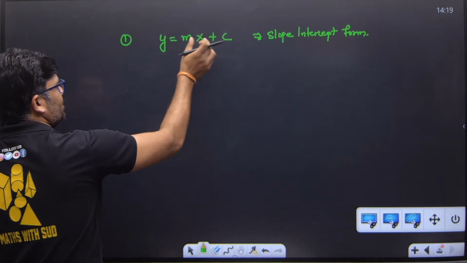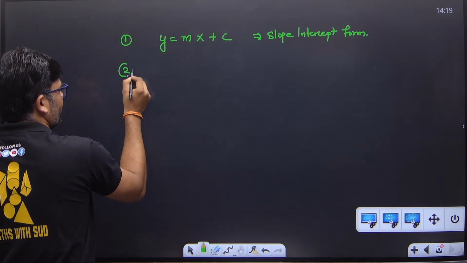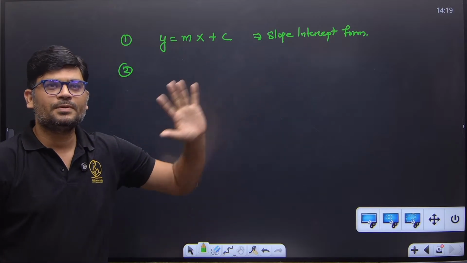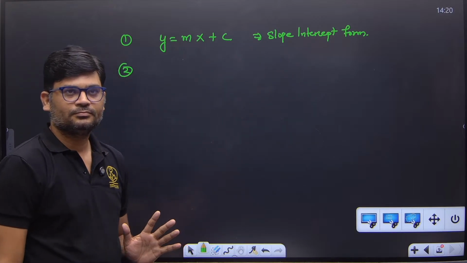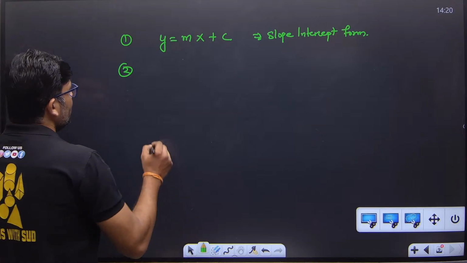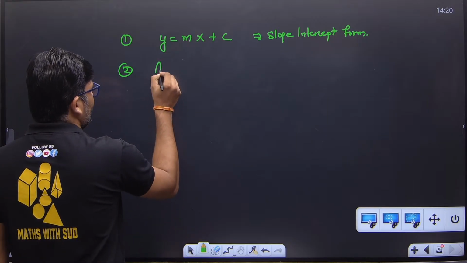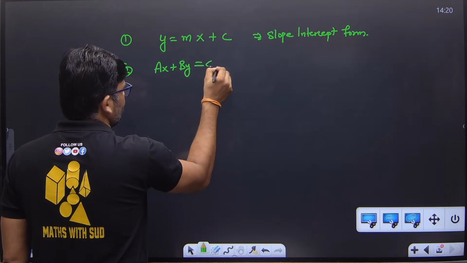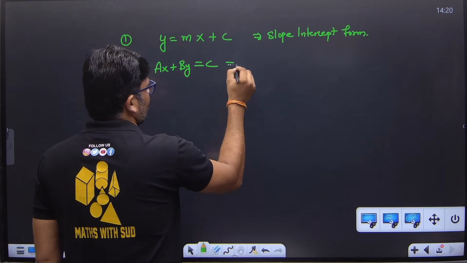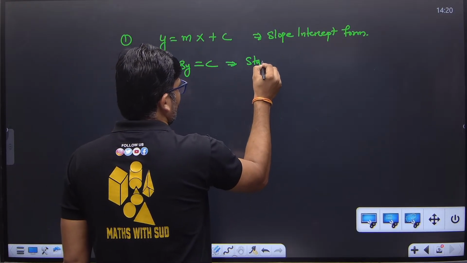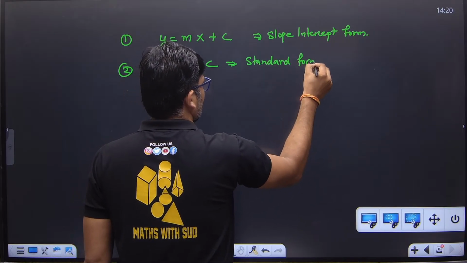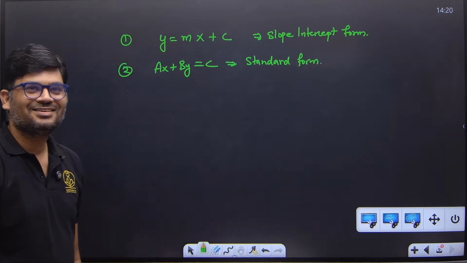You can get c and slope. I told you how to draw the graph. Very easily you can get 2 points, 0 comma c and 1 comma c plus m. Then there is standard form, which is written as ax plus by is equal to c. This is known as standard form. And then the other one is y minus y1 equal to m into x minus x1.